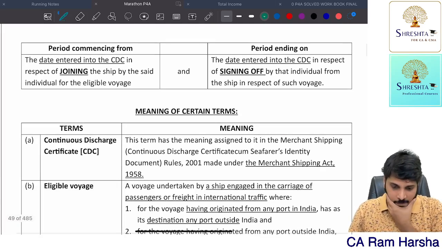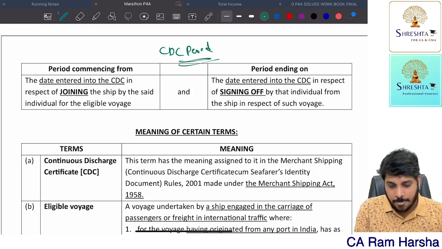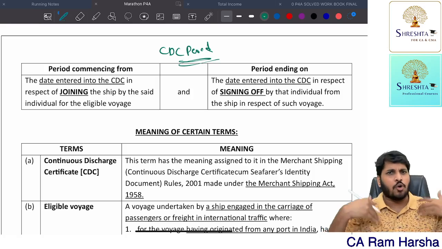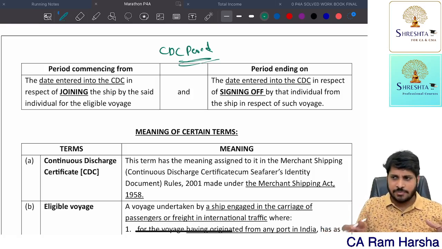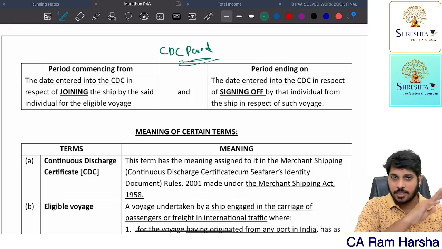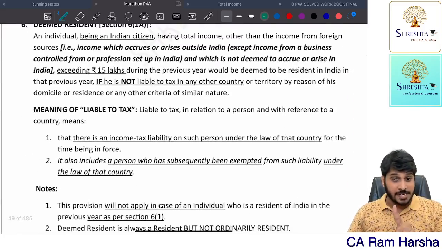Right. Now, for a crew member, CDC period we will exclude. CDC period, continuous discharge certificate, that period, we will treat as outside India stay. So total 365 minus CDC period is equal to what is the balance number? If it is 182 or more, then resident. Otherwise, non-resident. Remember, the crew member must be an Indian citizen.